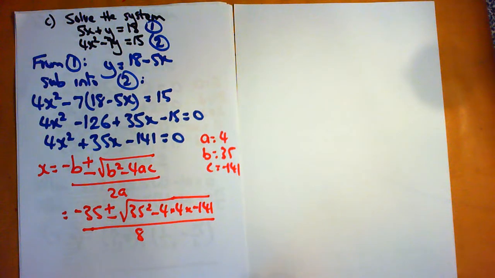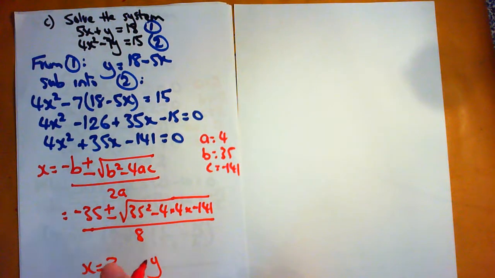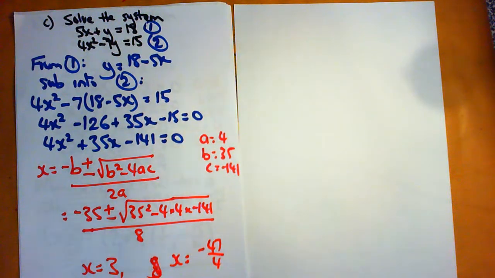And if we calculate that, we get two solutions. We get x equals 3 is one solution, and the other solution turns out to be x equals negative 47 over 4.